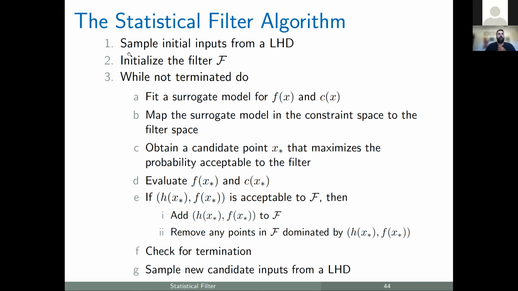So to try to summarize that a little bit better, we sample initial inputs from a Latin hypercube design. That's the way we did it in the paper. We initialize our filter from these initial inputs.